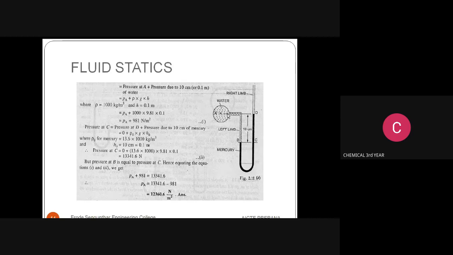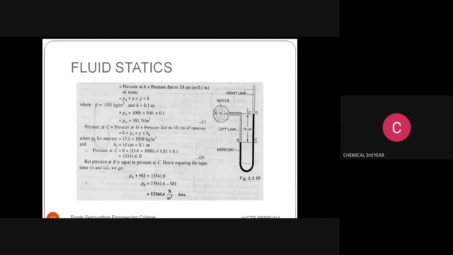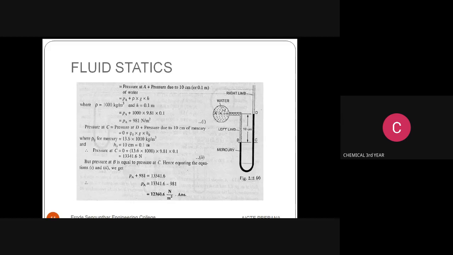So you can consider 4 different points here: A, B, C, and D. The difference in level of the mercury in the limbs is 10 centimeter. That is, you can see from this figure, right? So you write the difference in mercury level is 10 centimeter, that is 0.1 meter, right? So you can take the pressure of the water in the pipeline, that is at the point A, as PA, right?